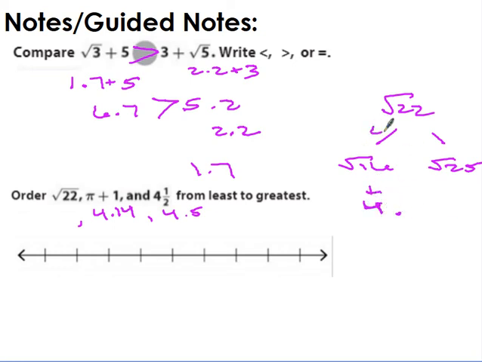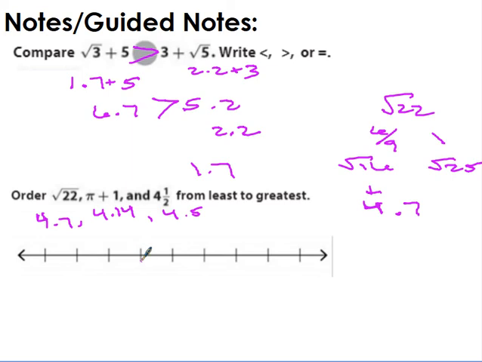How far away are we? We're 6 away, and there's a total of 9. So that'd be 6 over 9, which is 2/3, which is 6 repeating. So we're going to say 4.7 is our approximation. So there we go. I have three values: 4.14, 4.5, and 4.7. I'm going to order these from least to greatest on a number line.